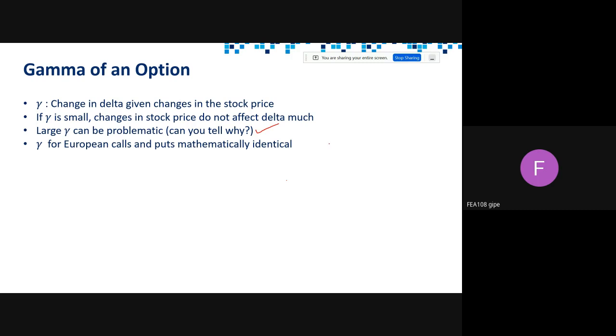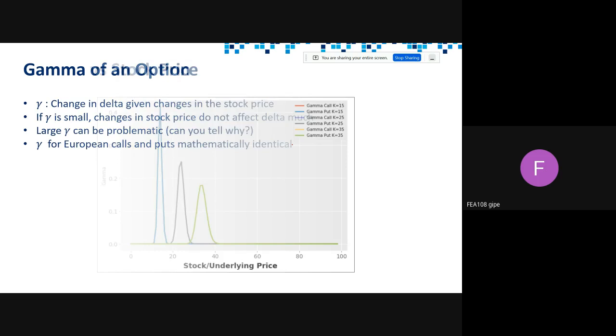And there are certain areas where gamma becomes really large. That is what option traders are scared about. I'll come to that. The other thing is this rule of thumb, that calls and puts have identical gamma. Everybody okay with this so far? Yes, sir. So let's go to the next one very quickly.